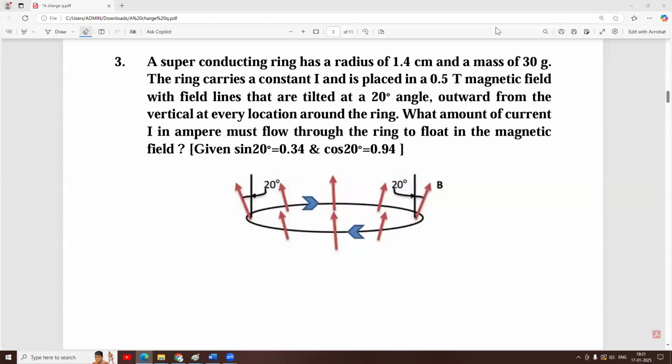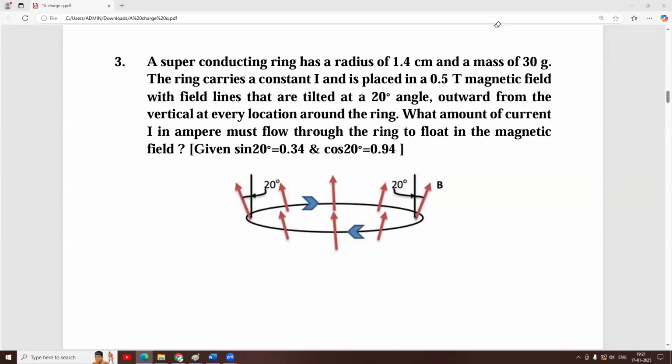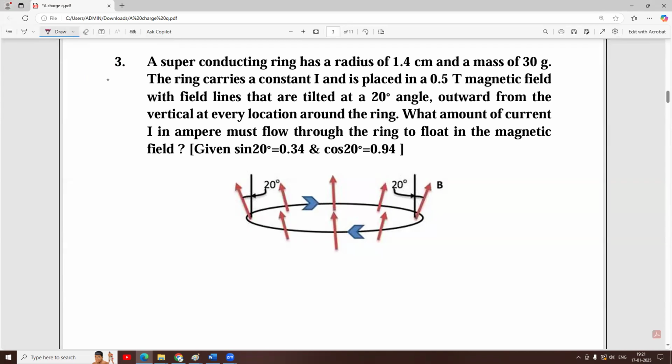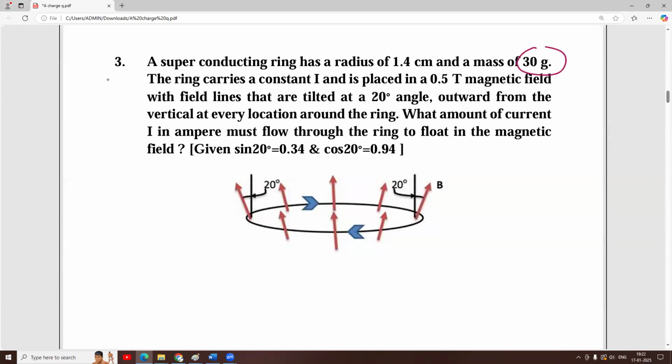A superconducting ring has a radius of 1.4 centimeter and mass 30 gram. So this circular coil has a mass of 30 gram, and it has a radius of 1.4 centimeters. It is given here, this black ring carrying current in this direction like this.